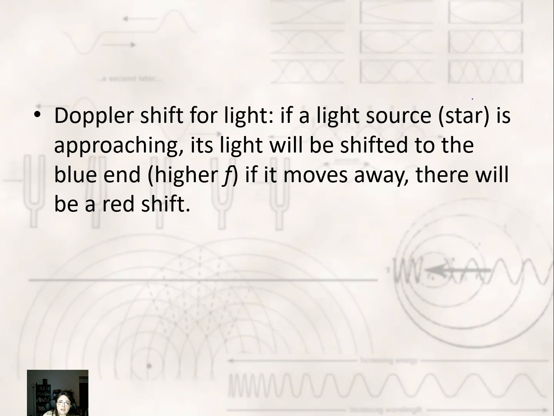And then we also have the Doppler shift for light. If a light source, a star, is approaching, its light will be shifted to the blue end, so there's a higher frequency. If it moves away, there will be a red shift.